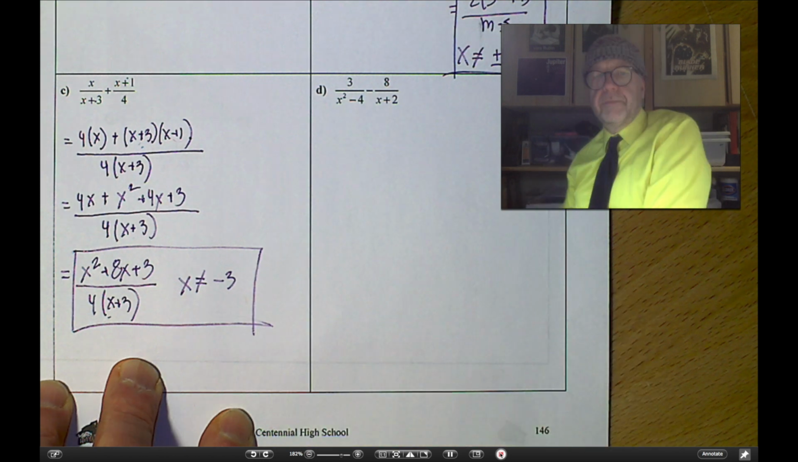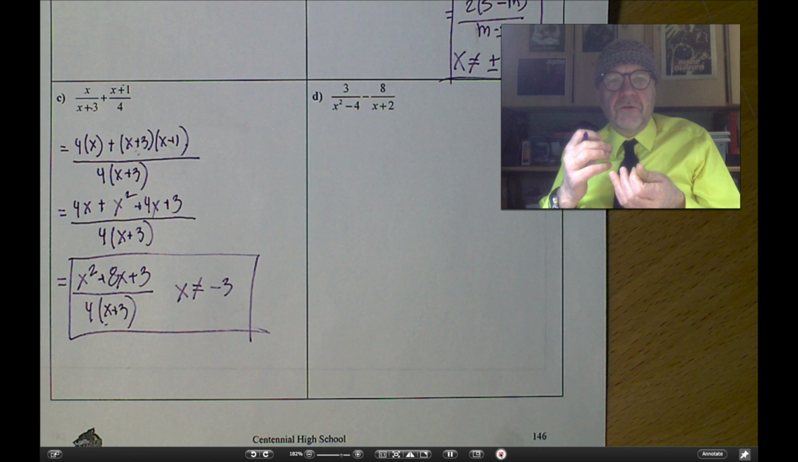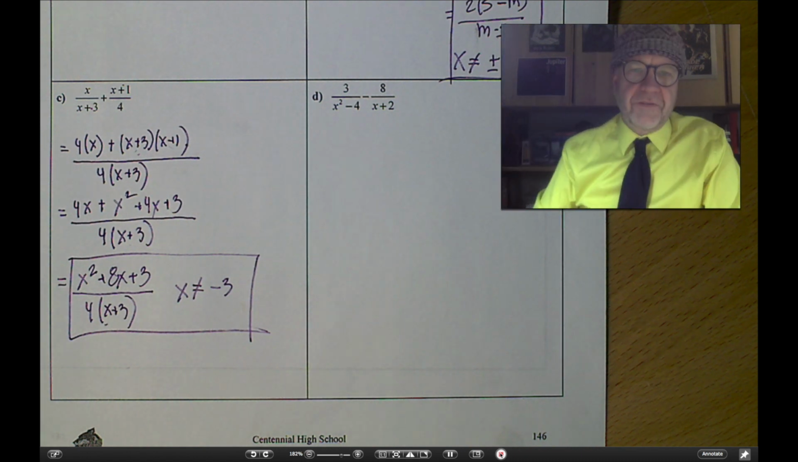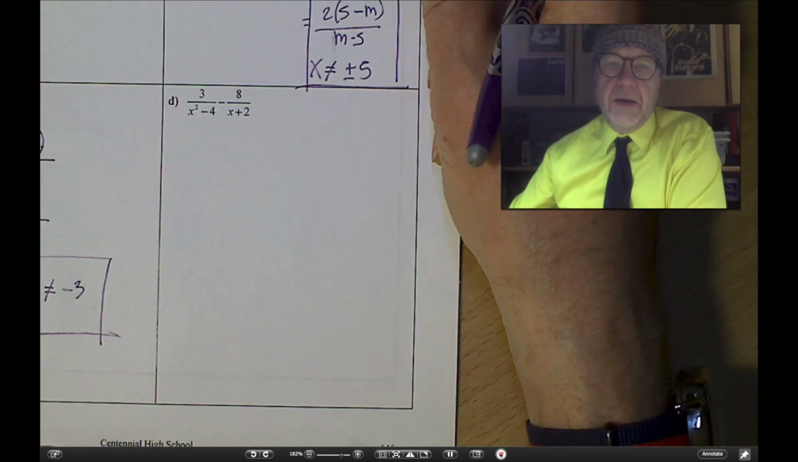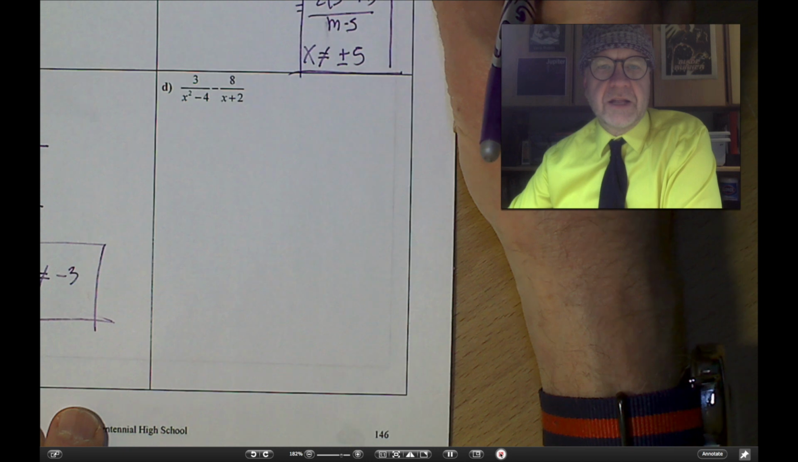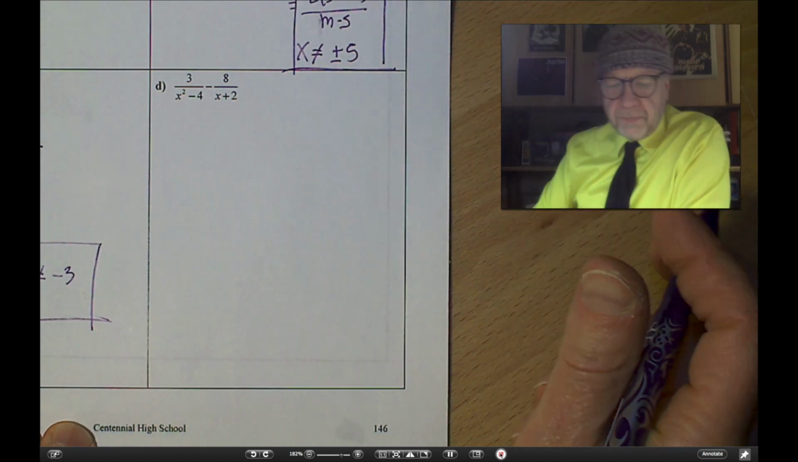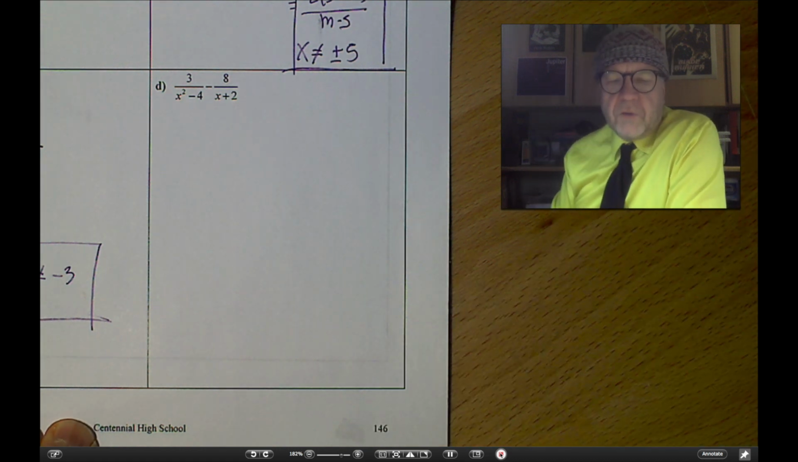Look at that. I keep threatening that you're going to be able to have numerators and denominators which you're going to be able to divide. If you look for factors, you got a trinomial and you factor a quadratic. Maybe we'll get one here. I don't know. Maybe we'll get lucky. It'd be nice if we got a nice little complicated one that just became simple, simple, simple. 3 over x squared minus 4 minus 8 over x plus 2.